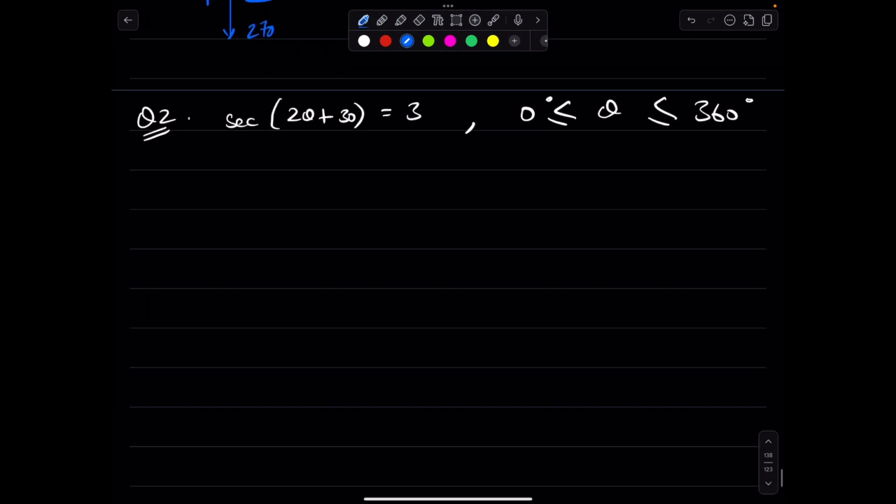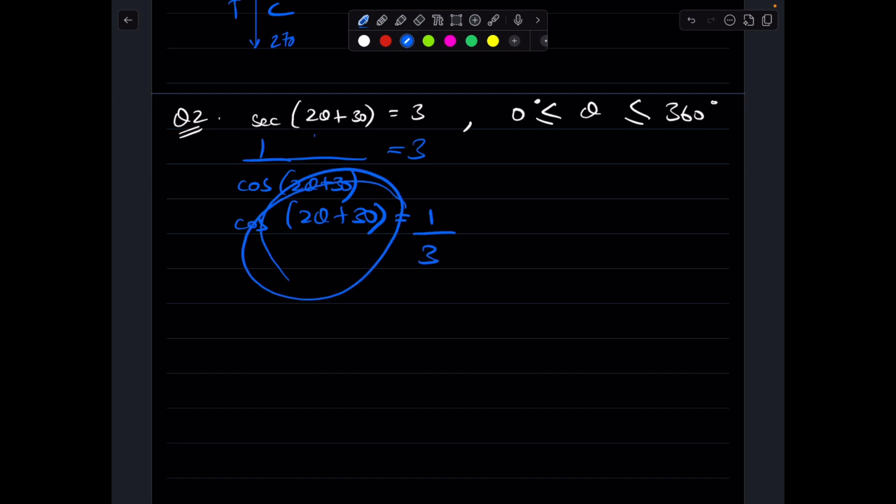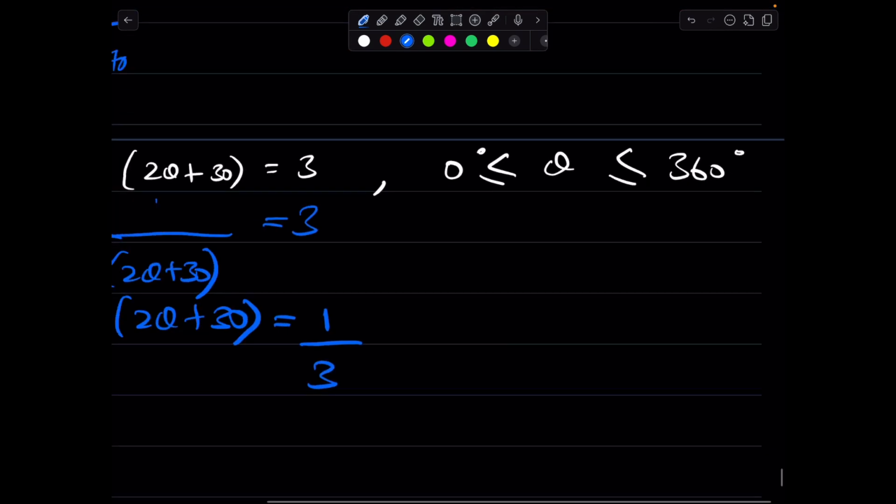Then we have this. So in this case, the first step is to convert this to basic trigonometric functions. And we have this. We will cross multiply, and this would become cos of 2 theta plus 30 is equals to 1/3. Now notice that we don't have a simple x or theta here. Thus we need to alter the range. This step is often a common mistake that it is neglected.